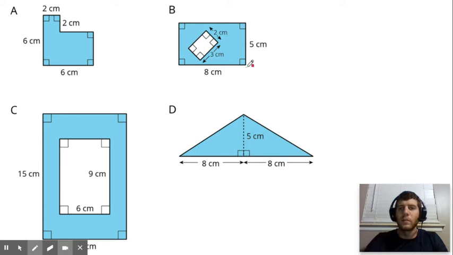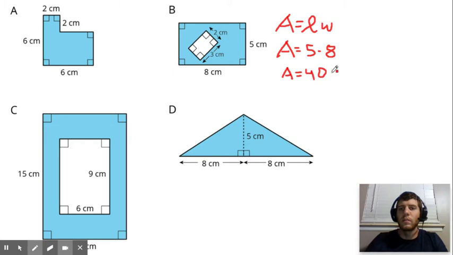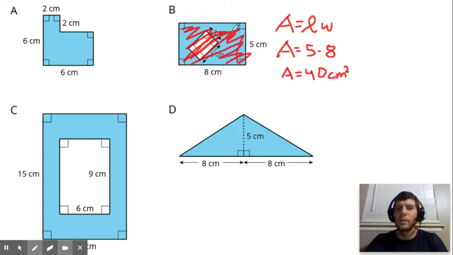Here we have a big rectangle that's 5 by 8. The area formula for a rectangle, as we know, is length times width. So to find the area of that big rectangle, we're going to do 5 centimeters times 8 centimeters, which is going to give us 40 centimeters squared. So that is this area here, all of this.